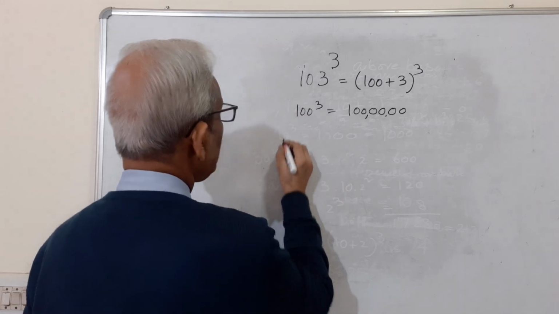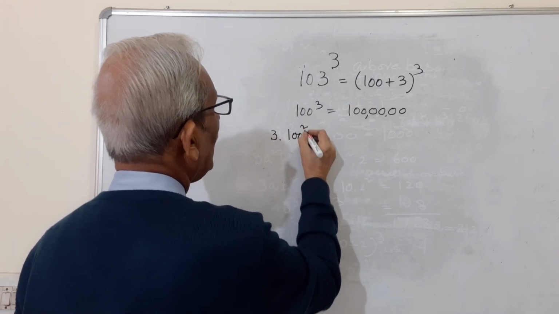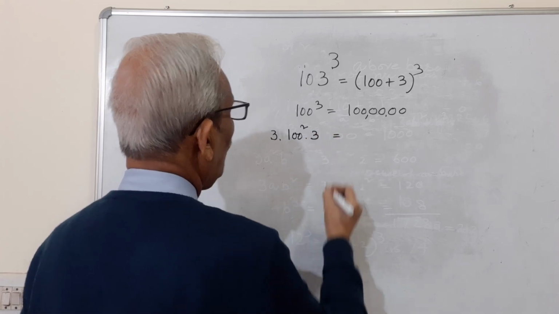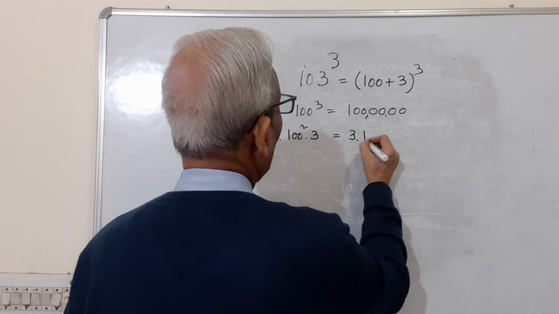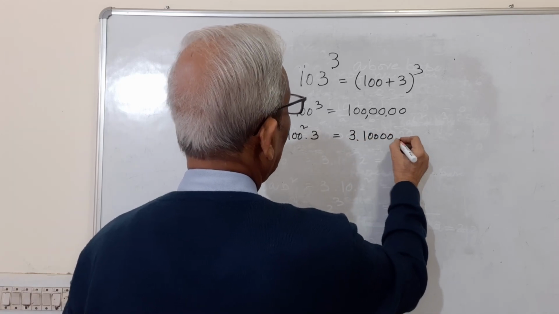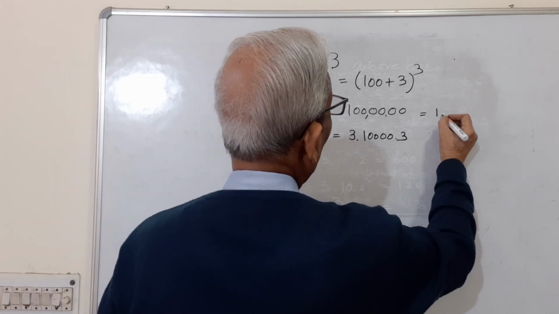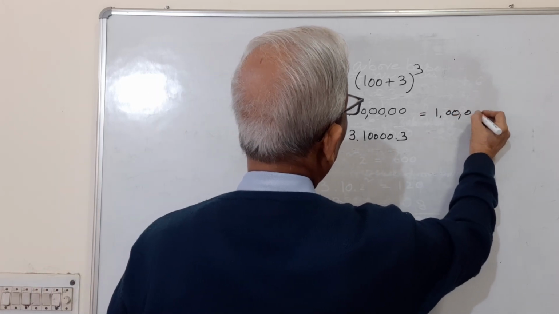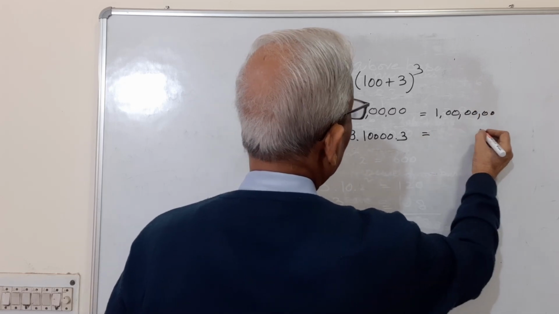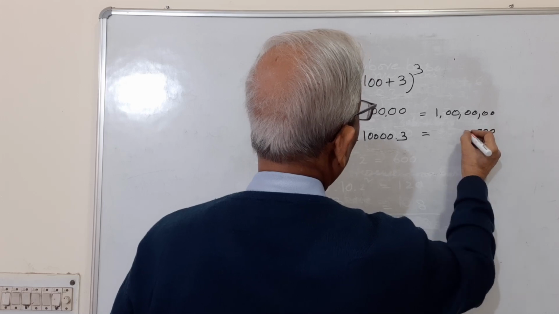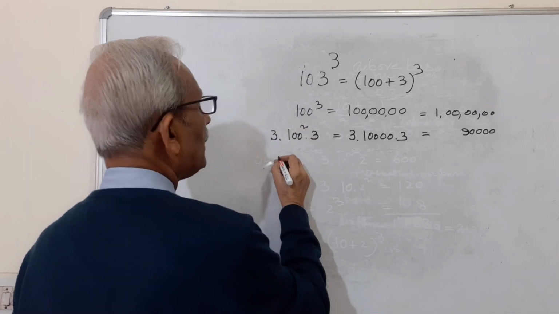And then 3a square b is 3 into 100 square into 3. This comes to 3 into 10,000 into 3, which is 90,000. And then after that, 3ab square.